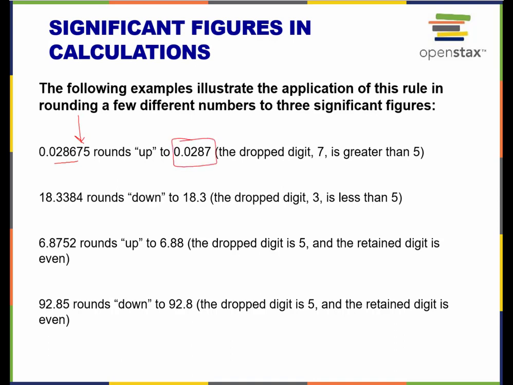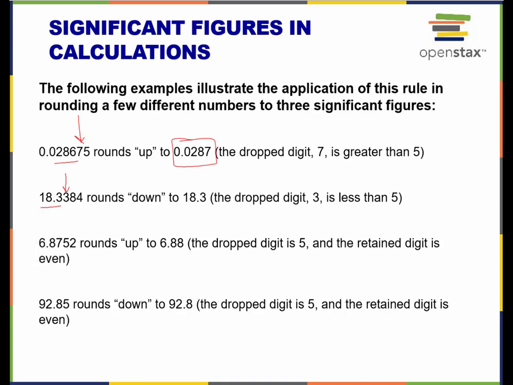So let's look at this one. I'm supposed to keep 3 significant figures here, so I keep the first 3, 1, 8, 3, and then I look at the digit immediately after that, this 3. If this is 5 or up, I round up, and if it's 4 or lower, I round down. So this is 3, so I round down. 18.3384 rounds down to 18.3.